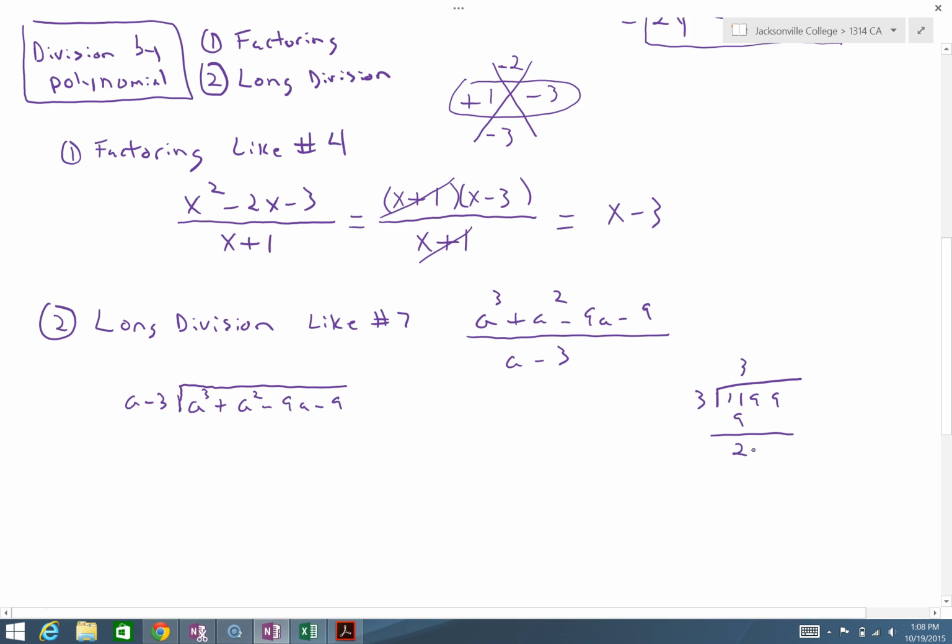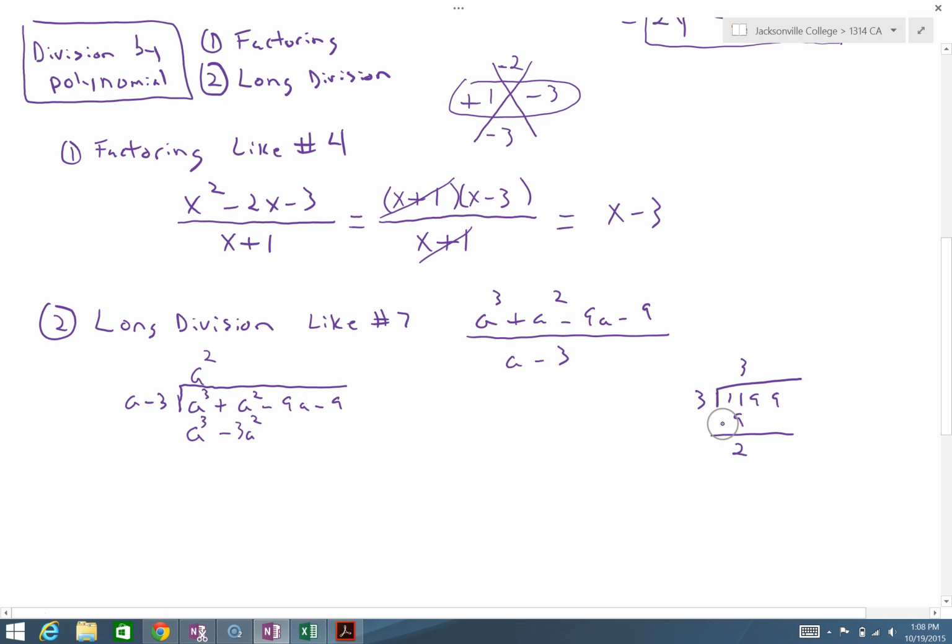Okay, very similar situation here. I'm going to look at this first term a, and I want to know how many times it goes into a cubed. Well, it goes in a squared times because a cubed divided by a is a squared. Same thing here. 11 divided by 3 is 3, isn't it? All right, so now here I multiplied 3 times 3 to give 9. Here I'm going to multiply a squared times a minus 3. Well, a squared times a is a cubed. A squared times minus 3 is minus 3a squared.